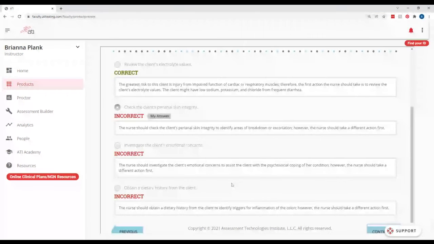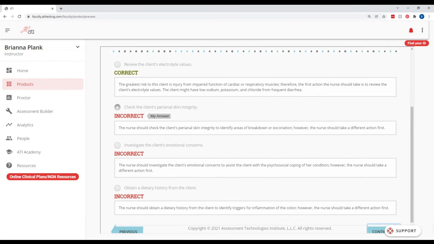So if you think about it, you can only pick one. Which of these things, if we don't do it, could be the worst? So electrolytes out of balance, not intact perianal skin, having an emotional concern, or what did they eat? Of all those things, the most dangerous thing is going to be electrolyte values out of whack, right? Because when we have potassium out of whack, we can start having heart dysrhythmias.